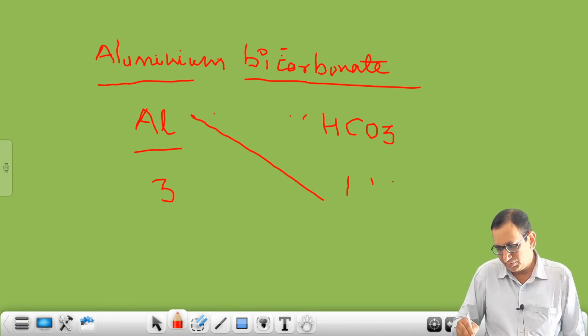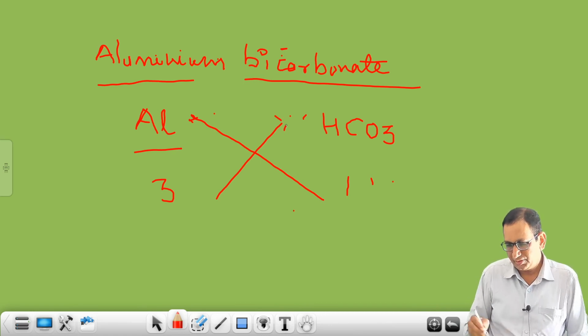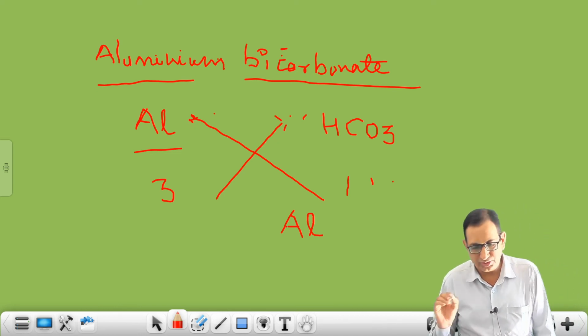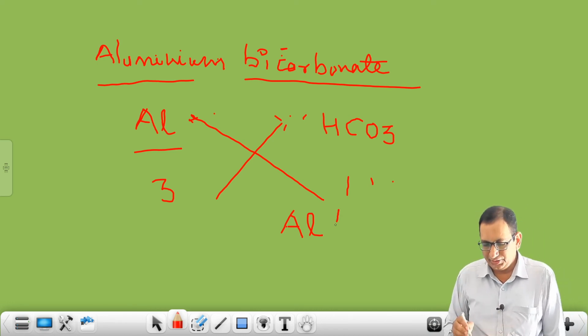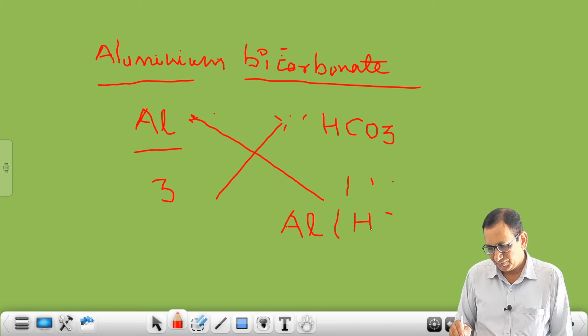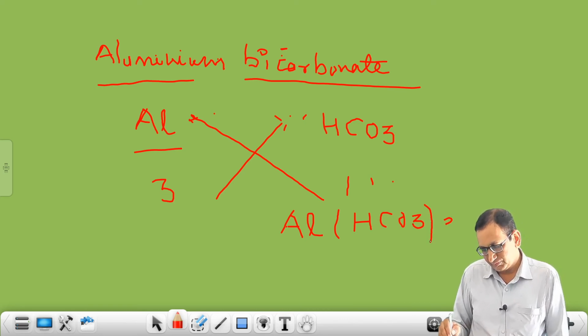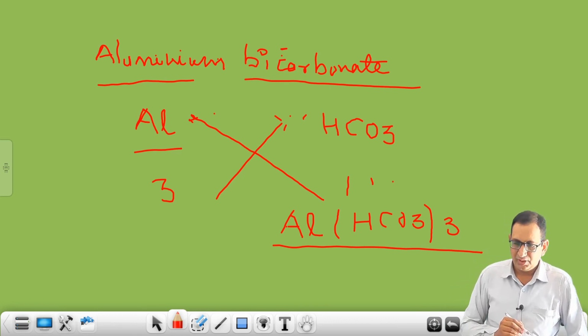Now cross multiplication, and finally we will have here Al. This HCO3 is in compound form, so write it in bracket. It's (HCO3) whole thrice. So students, this is aluminium bicarbonate.